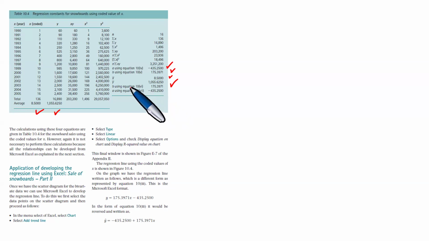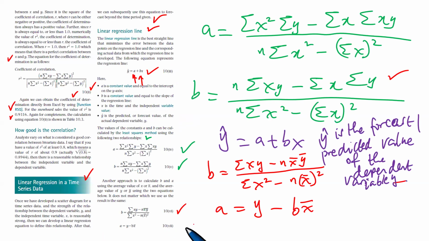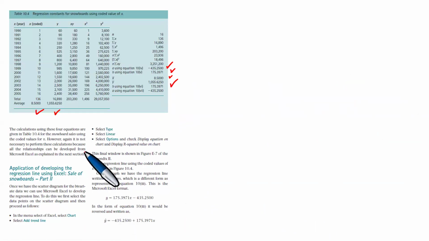So using the B, we get this one. And now using the formula, this one here, because now we use the formula 6 and then there's formula 7. We can use formula 7, which is A equals Y bar minus B X bar. And that allows us to get the A. So yeah, we got the A and we got the B.